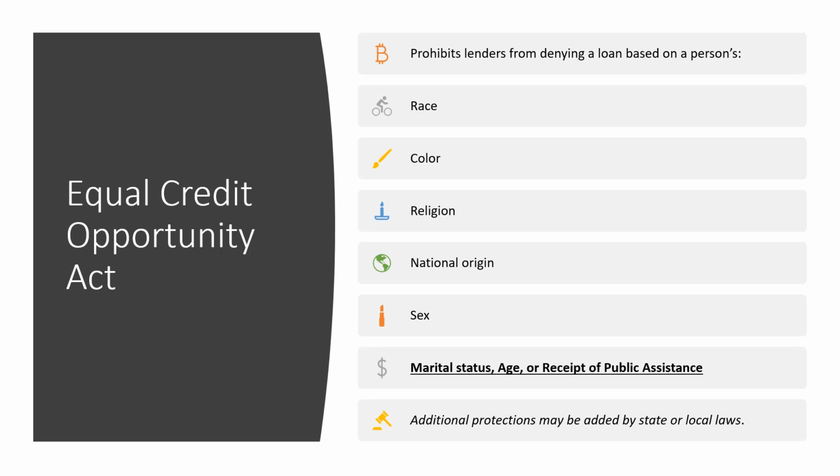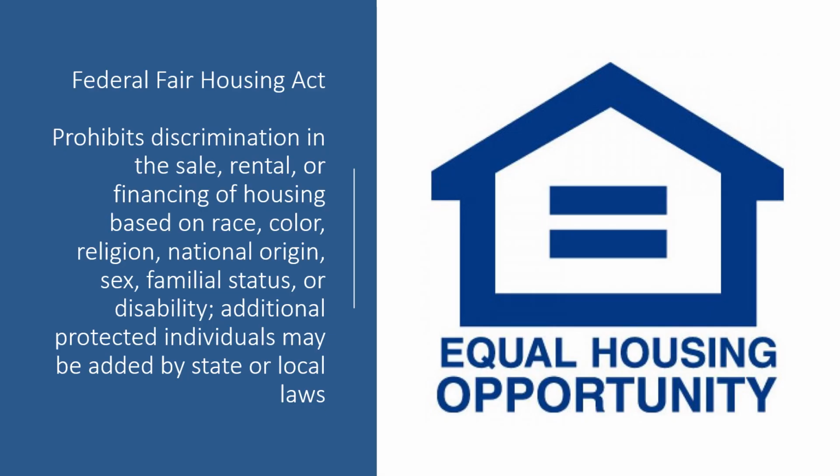Equal Credit Opportunity Act, again, it prohibits lenders from denying loans based on persons' race, color, religion, national origin, sex, marital status, age, or receipt of public assistance, and additional protections may be added by state or local laws. The Federal Fair Housing Act, remember, that prohibits discrimination in the sale, rental, or financing of housing based on race, color, religion, national origin, sex, familial status, or disability. Additional protections for individuals may be added by state or local laws.